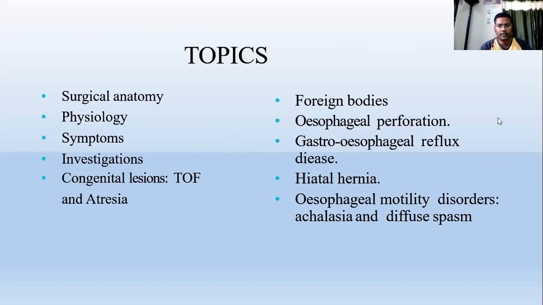So we will discuss the surgical anatomy, physiology, symptoms, investigations, congenital lesions such as tracheoesophageal fistula and esophageal atresia, foreign bodies, esophageal perforations, gastroesophageal reflux disease, hiatus hernia, and esophageal motility disorders.